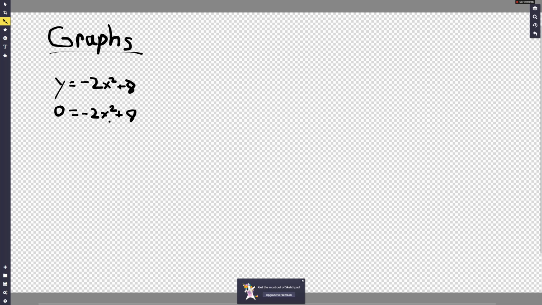So subtract 8 from both sides, we have negative 8 is equal to negative 2x squared. Divide both sides by negative 2. We're left with 4 is equal to x squared, right? And if we find the square root, that gives us plus or minus 2 is equal to x.